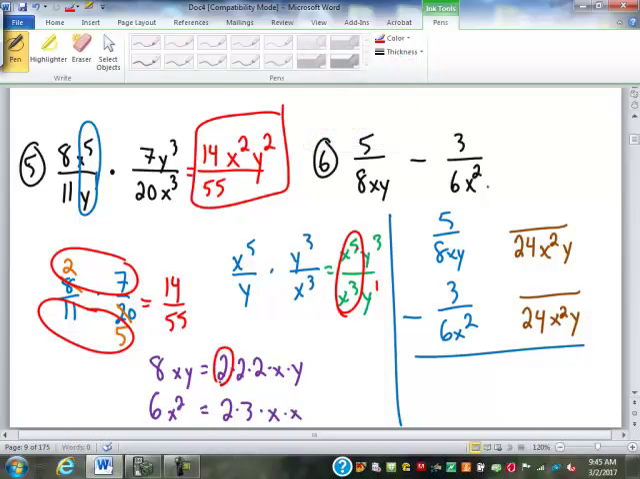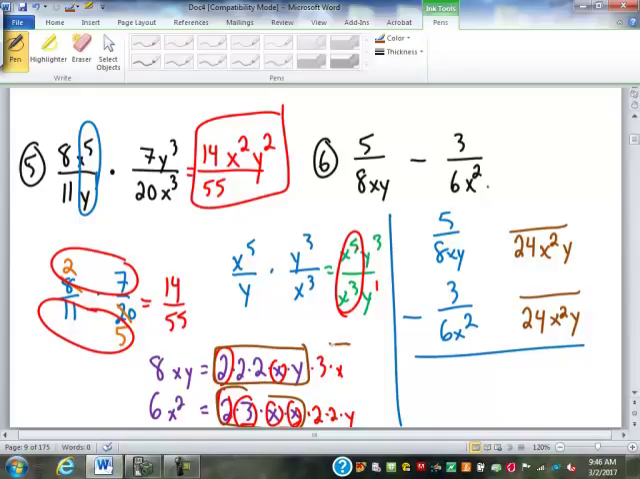If you look at them, they both have a 2, and they both have an x. That's all they have in common. The top one needs a 3 and another x. So now we've got those in common. The bottom one needs 2 2's and another y. So what we have here is 6x squared times 2 is 12, times 2 is 24, times y, so it's 24x squared y. Same here, this is 8xy times 3 is 24, times x is x squared y. So it is 24x squared y.